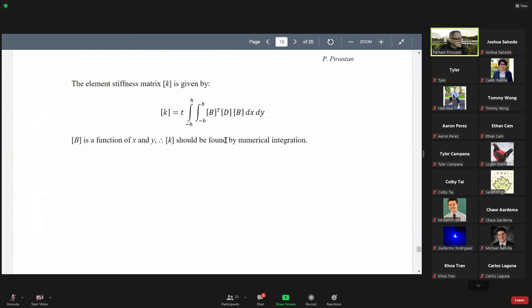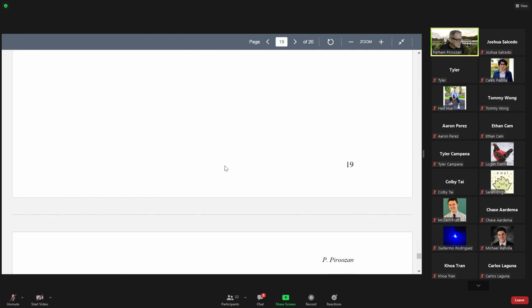We need to do numerical integration term by term for this rectangular element. So computationally, it is much more demanding compared to that triangular element. So pay attention to this one.